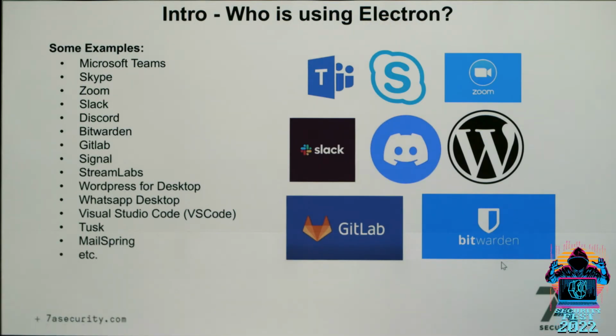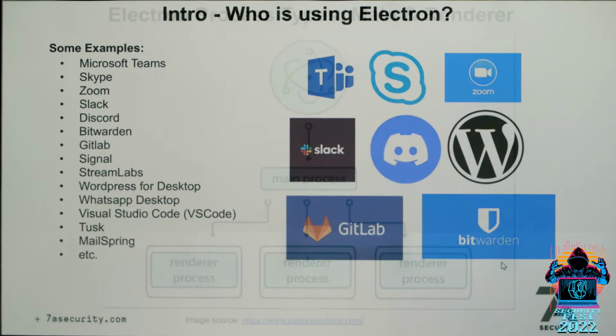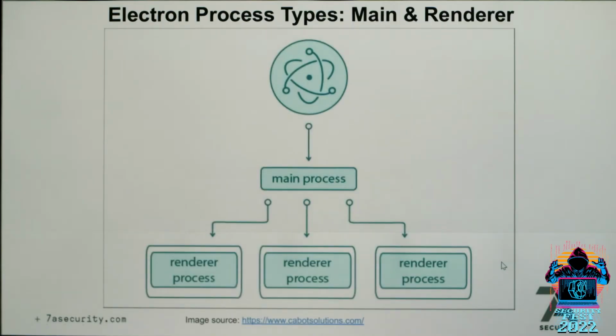And then the next question you might have is, well, who's actually doing this, right? You can probably recognize some logos here: Microsoft Teams, Skype, Zoom, Slack, Discord, Bitwarden, GitLab, Signal, and many others. To understand many of the attacks that I'm going to show, when you click on, for example, the Discord application, the first thing that happens is that the main process starts, right? The main process is more privileged, can do more stuff, and eventually it will create a window with which the user will interact, right?